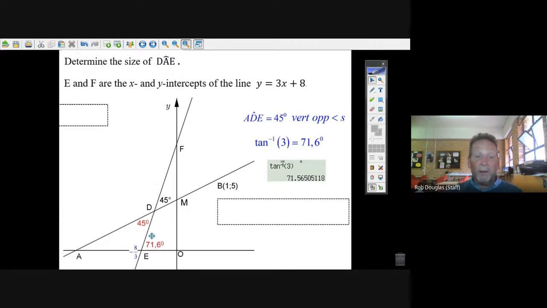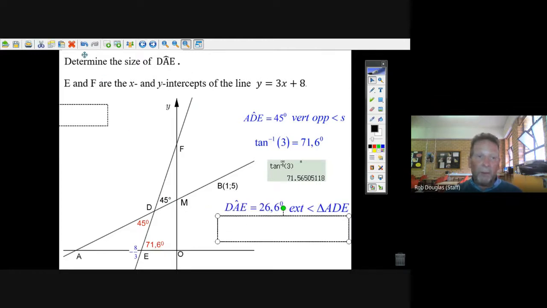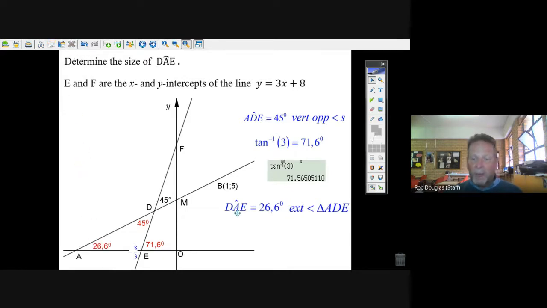Now we've got the angle of inclination, which is also the exterior angle of this triangle, DAE. We can figure out this angle now. These two angles have to add up to equal 71.6, so we just subtract them, and we get our answer, which is 26.6 degrees. And the reason is the exterior angle of triangle ADE.